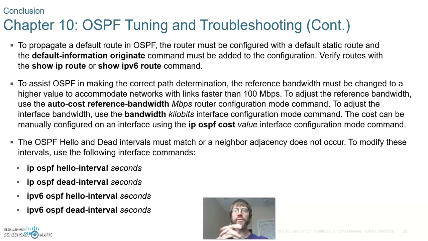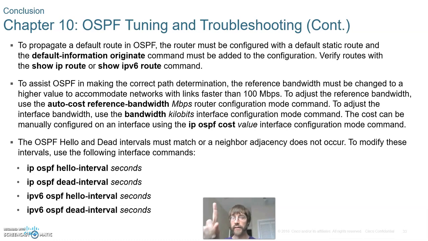Okay, so the other thing we have to think about is your hello intervals and your dead timers. These must match, or neighbor adjacency will not form. Your command is ip ospf hello-interval. Your dead interval uses the ip ospf dead-interval command. The thing to note here is that your dead interval should be 4 times your hello interval. So if you tune your hello interval to be a minute instead of every 10 seconds, then your dead interval should be 240, not 40.